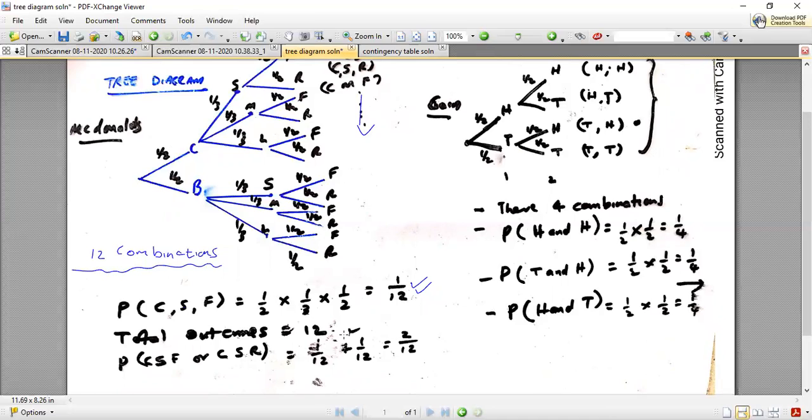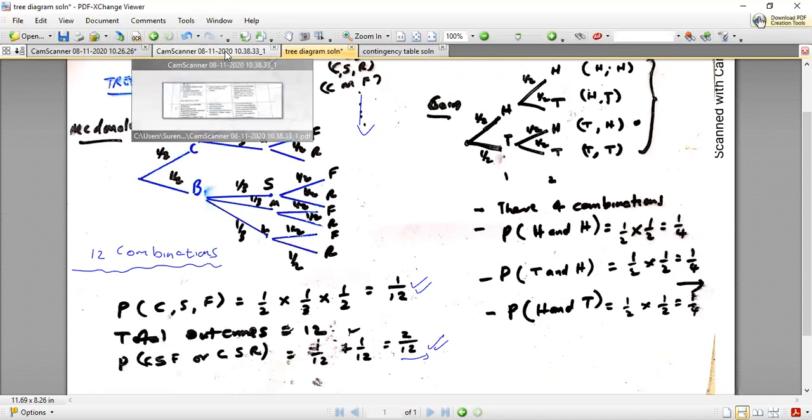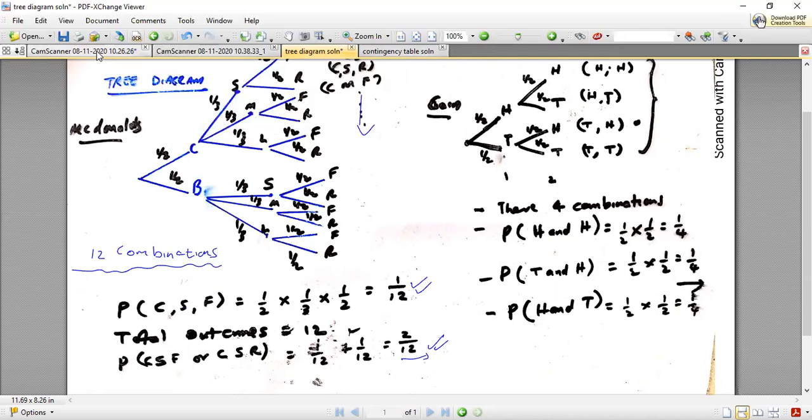Here we have the total number of outcomes. If he has to choose a combination chicken burger, small chips, Fanta, or a chicken burger, small chips, and a raspberry, then we are going to add our two probabilities and we get 2 out of 12. And this, I'm sure you're going to be looking at and practicing with further examples on that question there.